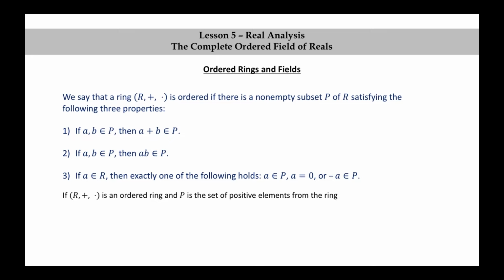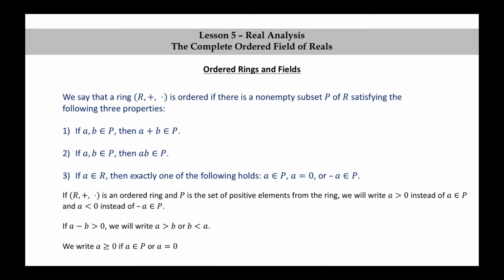If R together with addition and multiplication is an ordered ring, and P is the set of positive elements from the ring, we will write A greater than 0 instead of A in P, and A less than 0 instead of negative A in P. That's probably a notation you're more familiar with. If A minus B is greater than 0, we'll write A greater than B or B less than A. And we write A greater than or equal to 0 if A is in P or A equals 0. We write A less than or equal to 0 if negative A is in P or A equals 0. And we write A greater than or equal to B or B less than or equal to A if A minus B is greater than or equal to 0.